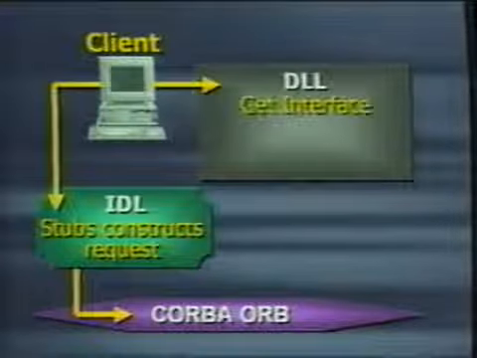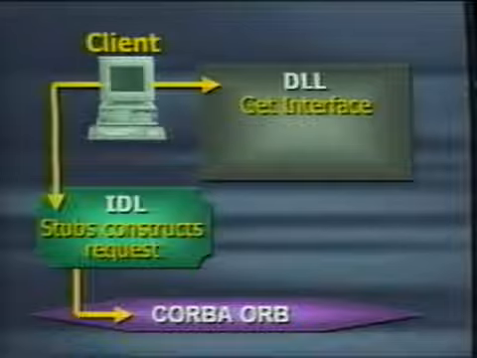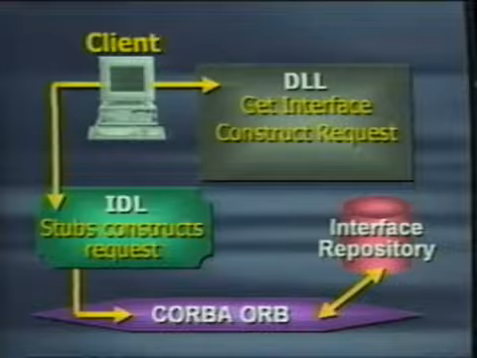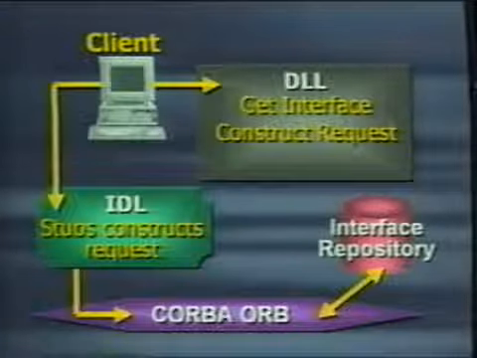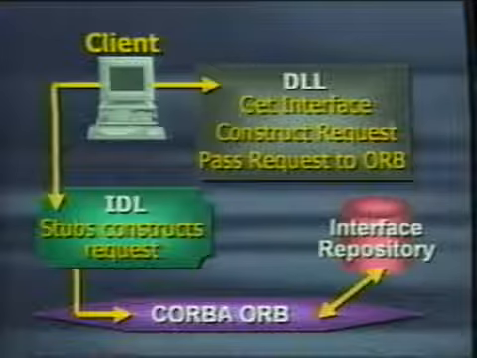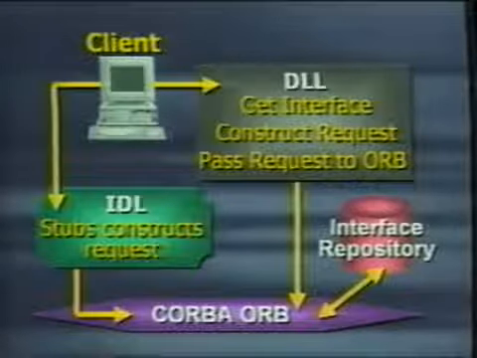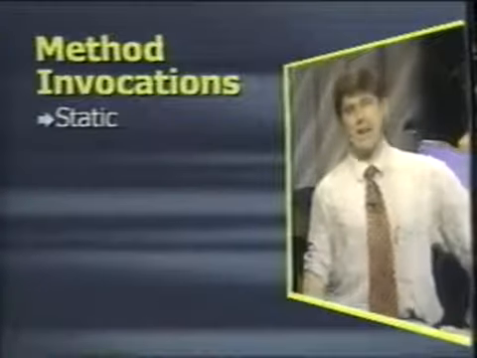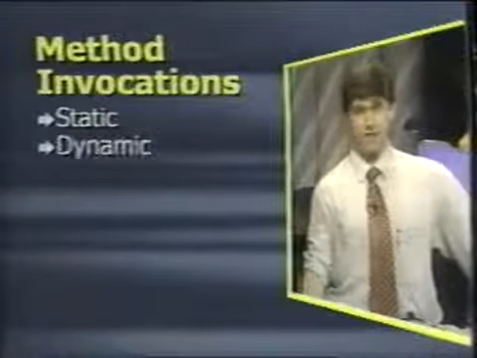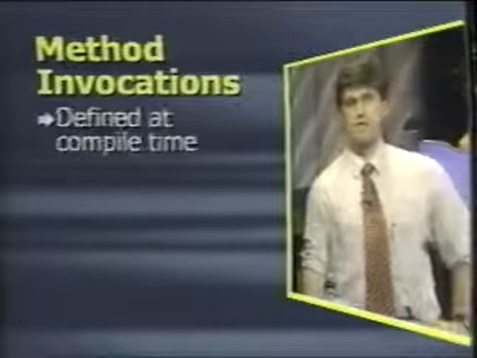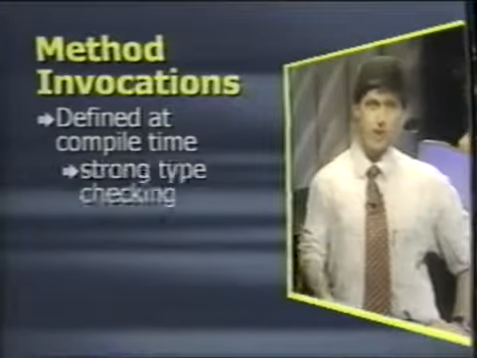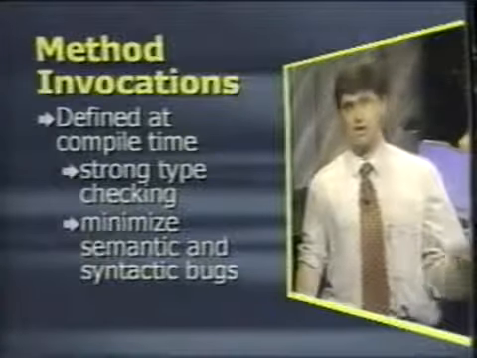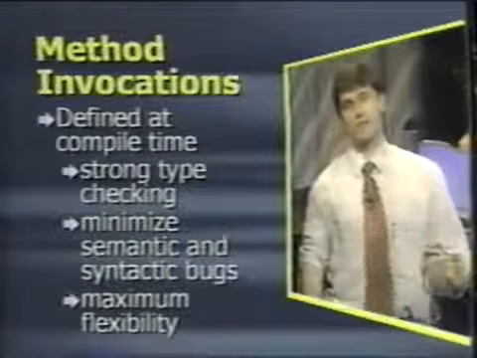But on the other side, if we use the DLL, then the DLL can get an interface from the interface repository that we see is hanging off of our Object Request Broker. Based on that interface that it got from the ORB, it constructs a request, and then it passes that request to the ORB for processing. Now, CORBA allows either statically or dynamically defined method invocations. You can define these at compile time so that you can either have strong type checking, thus minimizing semantic bugs rather than syntactic bugs, or you can maximize flexibility.